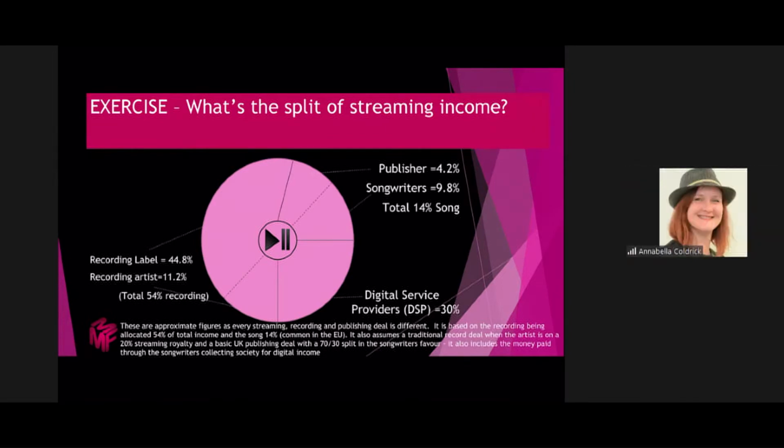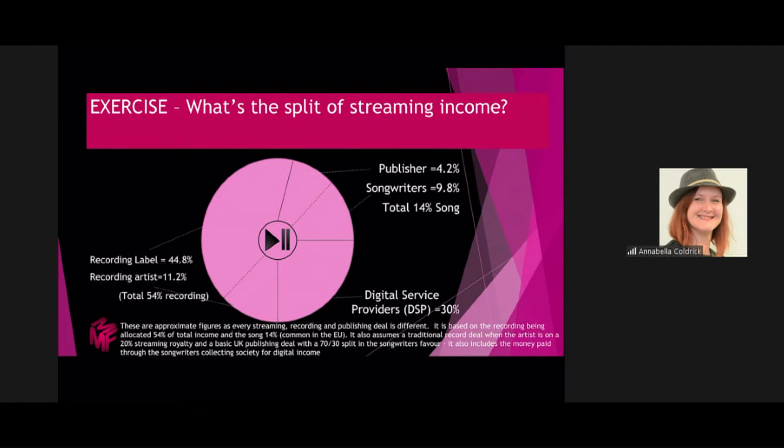I will move on, for anyone who saw the spoiler before. As I say, this does vary country to country, but approximately in Europe, about 54% of the revenue coming into streaming services goes to the recording. Approximately 14% goes to the song, so the publishing, which also goes to collecting societies. And the digital service provider keeps about 30%. It's also interesting to see whether people think that's fair. We had a whole load of discussions about that.